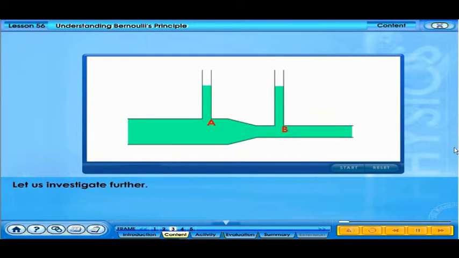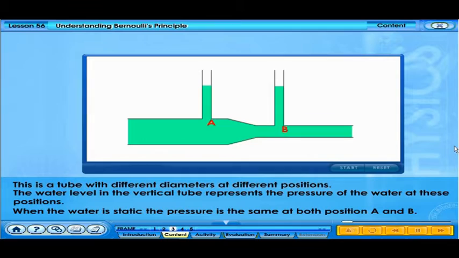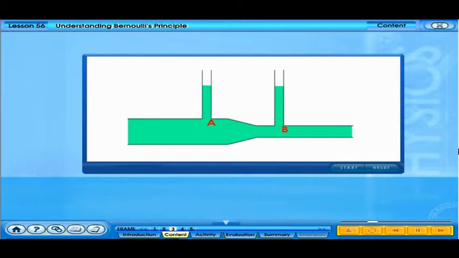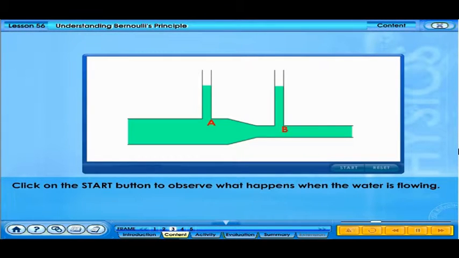Let us investigate further. This is a tube with different diameters at different positions. The water level in the vertical tube represents the pressure of the water at these positions. When the water is static, the pressure is the same at both position A and B. Click on the Start button to observe what happens when the water is flowing.